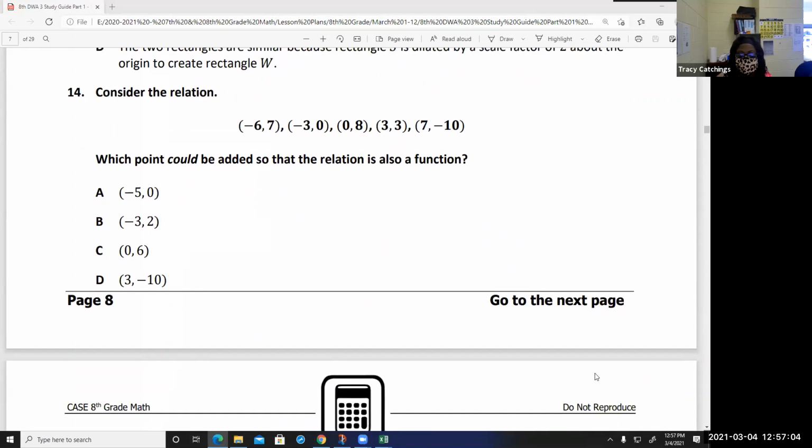All right, number 14 said, consider the relation. It asks which point could be added so the relation is a function. How do we tell if a relation is a function? I think we had a problem yesterday. They gave it to us in a coordinate grid.